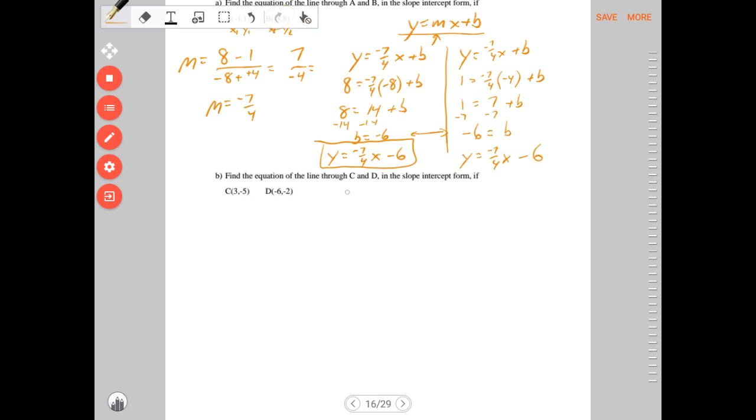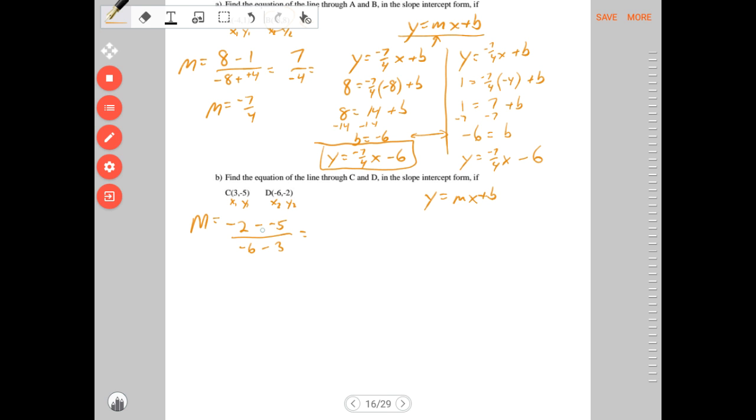Find the equation through line CD in slope-intercept form. So again, that's y equals mx plus b. So we need to figure out the slope. So the slope here, so let's see, x1, y1, x2, y2. So the slope would be negative 2 minus negative 5 over negative 6 minus 3. So you just plug in those numbers. Hopefully you're good at the slope by now.